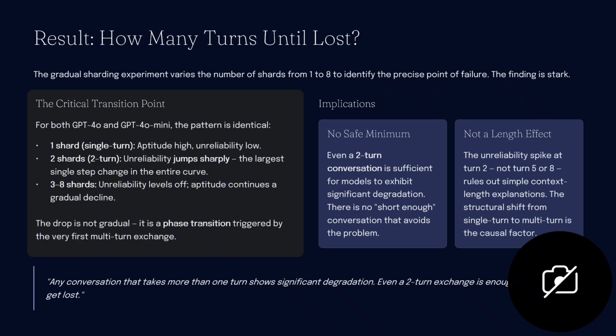This rules out context length as the cause. The problem isn't that the context gets long, it's that the structural shift from single-turn to multi-turn itself is the causal factor. There is no short enough conversation that avoids the problem. If there's more than one turn, you're at risk.